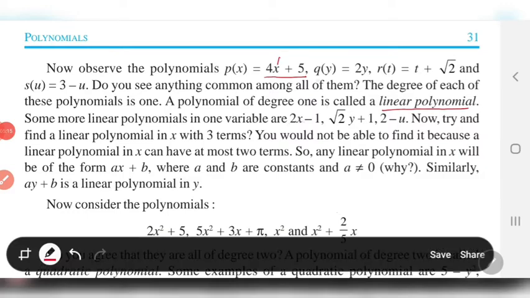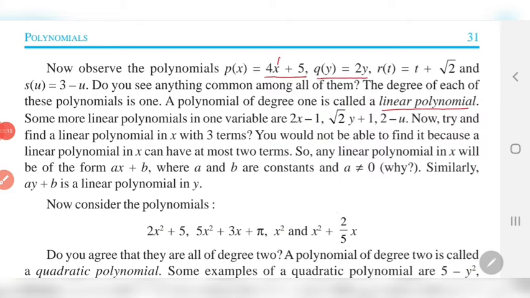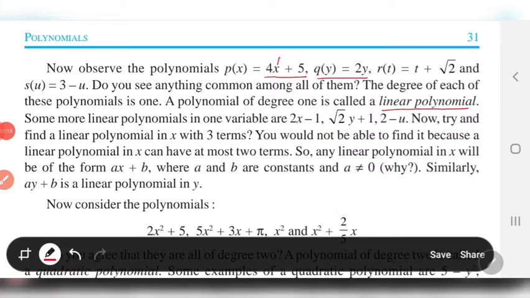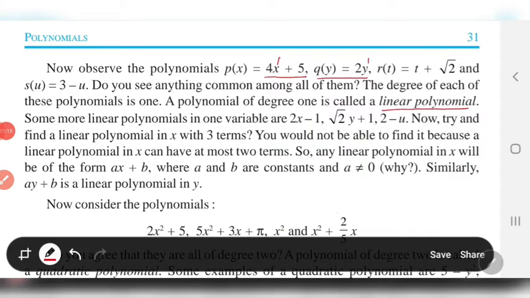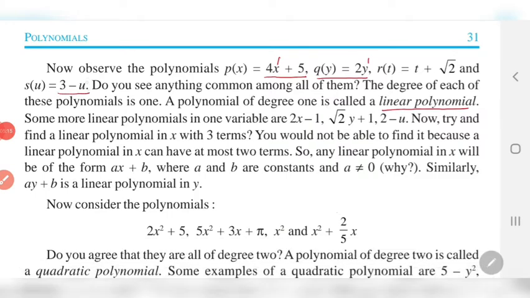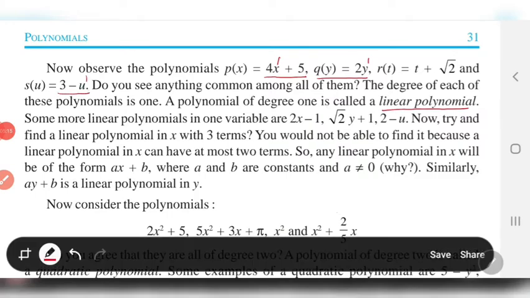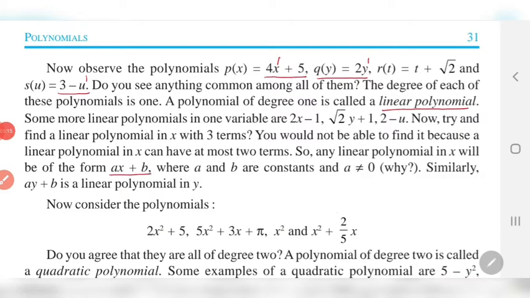Understood? There is another example here: Qy is equal to twice y. So y is the variable, and here there is no exponent, so you take it as 1. Understood? So if any expression has a variable whose exponent is 1, we call it a linear polynomial. Okay children, is it clear? It is known as linear polynomial and we represent it in this form.